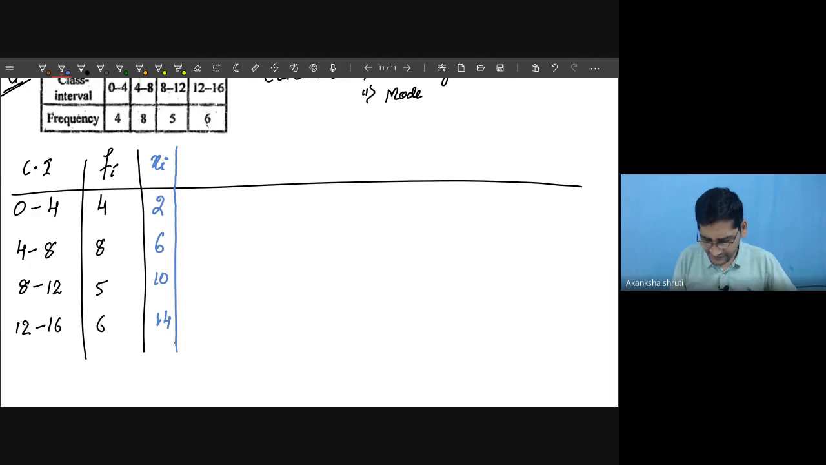After this, what is required? For direct method, xi fi is required. So calculate it. xi into fi. 4 2s are 8. Then 8 6s are 48. Then 5 10s are 50. Then 6 14s are 84.